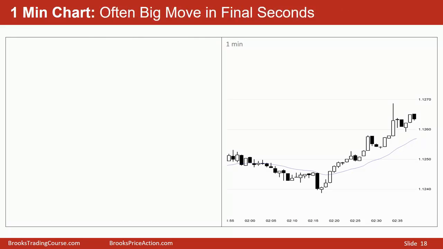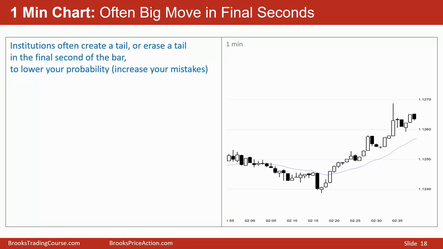A lot of times in the final second of a 5-minute bar, sometimes in the final second of a 60-minute bar, very commonly in the final second of a 1-minute bar, institutions will do something to make the bar look very different than it did a second or so before. So you can get big surprises that happen right before the bar closes.